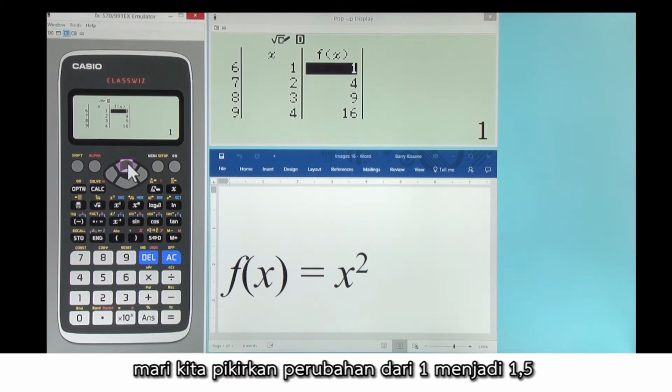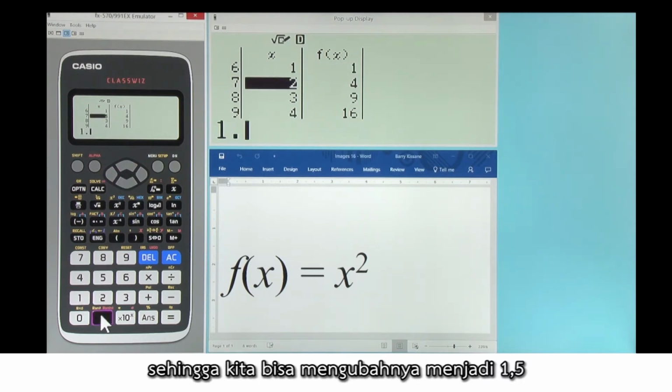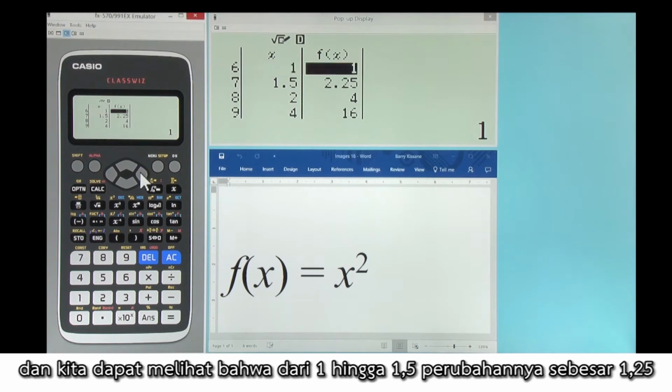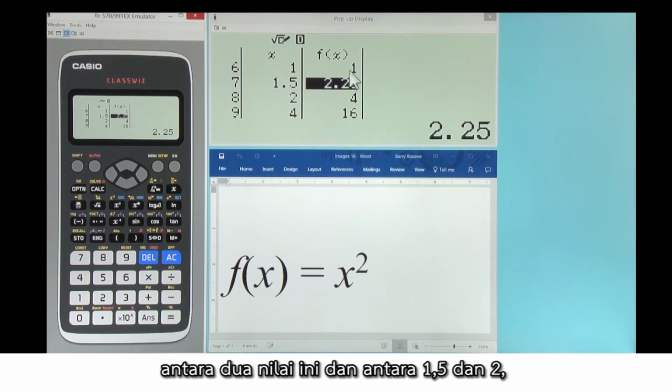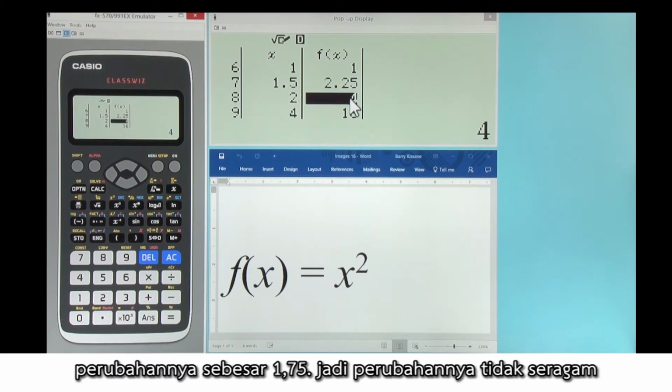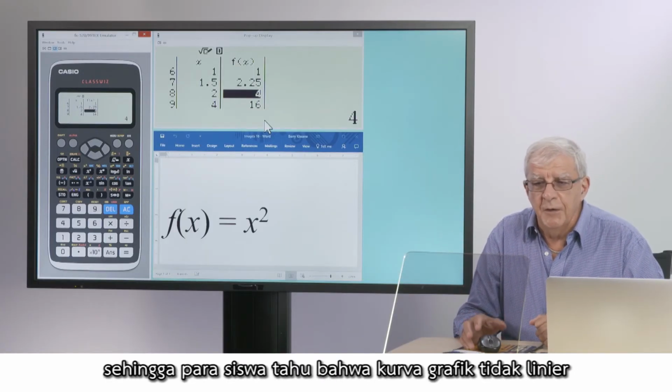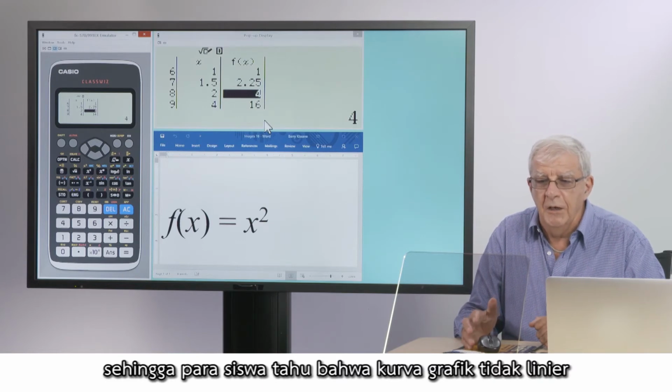Let's think about the change from 1 to 1.5, so we can change this to 1.5, and maybe from 1.5 also to 2. And we can see that from 1 to 1.5 the change is 1.25, and between 1.5 and 2 the change is 1.75. So the change is not uniform. Of course, the students know that the graph is curved and not linear.